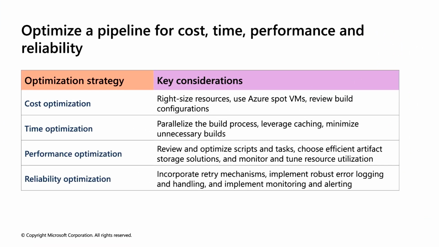Make your pipelines efficient by right-sizing resources, using Azure Spot VMs, and reviewing build configs to cut costs. Speed things up by parallelizing builds, leveraging caching, and eliminating unnecessary steps. For performance, refine scripts and tasks and monitor resource use. Boost reliability with retry logic, solid error handling, and proactive monitoring, so our teams can then deliver quality software quickly and confidently.